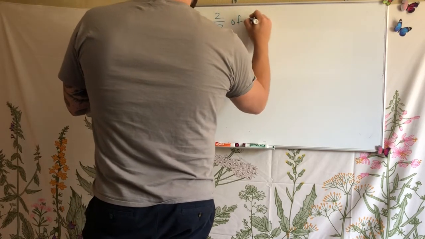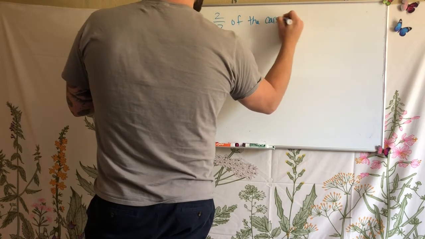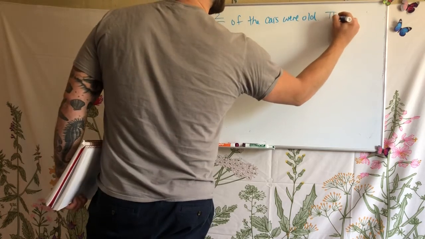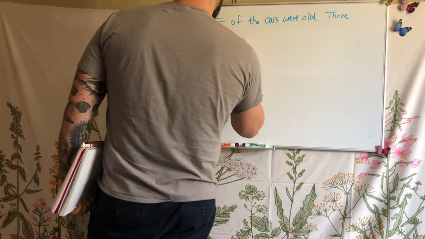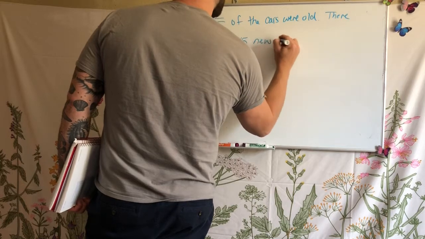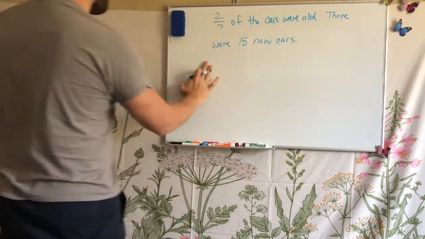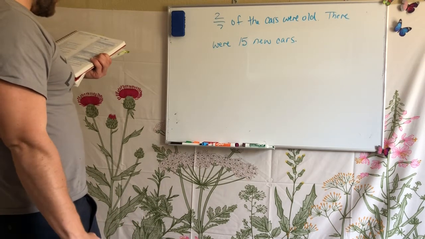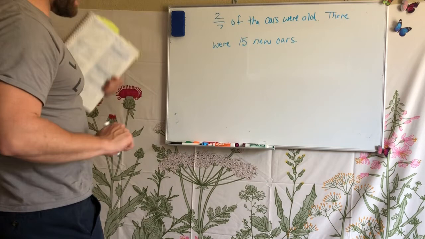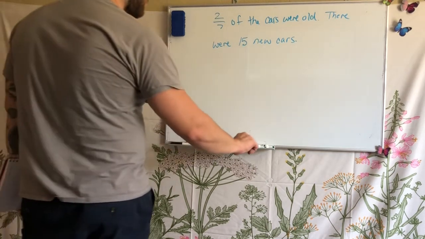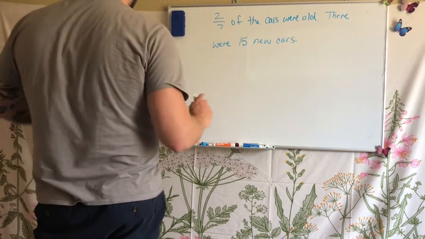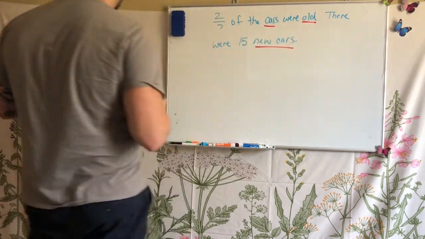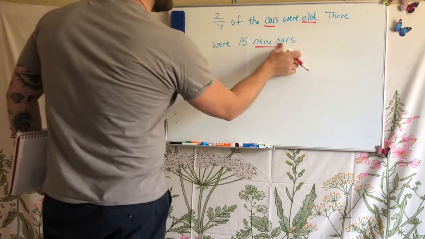2/7 of the cars were old. There were 15 new cars. So, 2/7 of the cars were old. There were 15 new cars. What are the 3 names it gives us? Pause the video. The 3 names it gives us are cars, old, and new cars. Or just new.